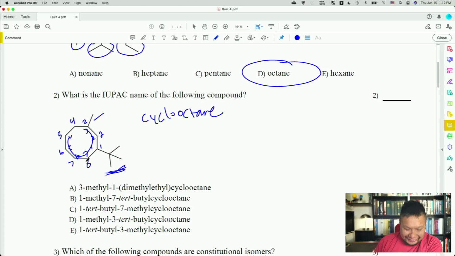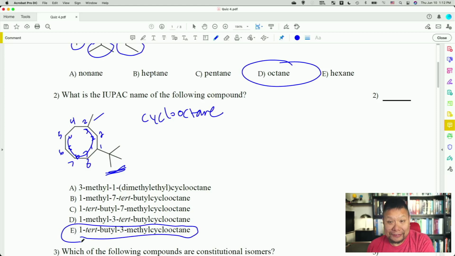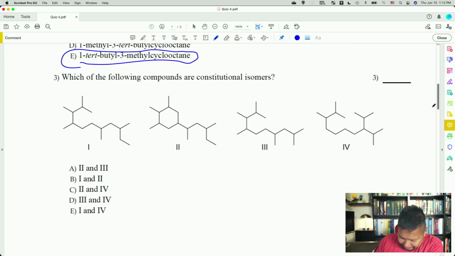Anyway, that's how we'll number it, and so we number it that way. We have 1 tert butyl, and then 3 methyl cycloheptane. Sorry, not heptane, octane. The first time I counted it, it was 7 because I missed a carbon, but it's actually 8 carbons, so it's cyclooctane. The answer here is E. Don't miss your carbons when you're counting them.